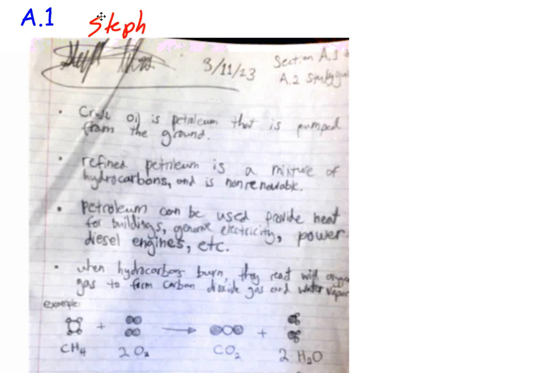All right, so we've got Steph's work here, and again, the first part is always that introduction to what is petroleum. So we've got crude oil is petroleum that is pumped from the ground. Refined petroleum is a mixture of hydrocarbons and is non-renewable. Petroleum can be used to provide heat for buildings, generate electricity, power diesel engines, etc.